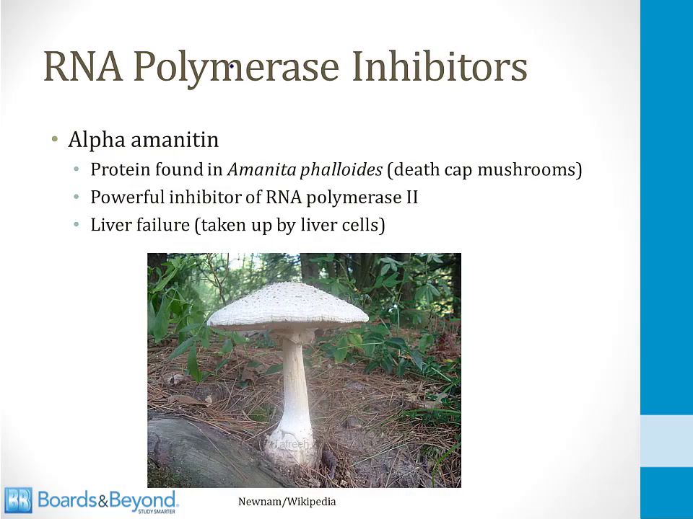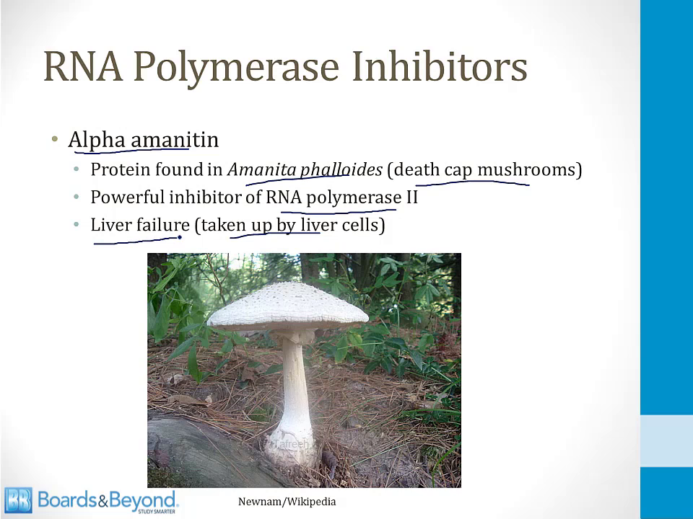There are some naturally occurring substances and also some drugs that function by inhibiting RNA polymerase. One of them is alpha amanitin. This is a protein produced by the mushroom Amanita phalloides, which is also called the death cap mushroom. This protein is a powerful inhibitor of RNA polymerase 2, and if you consume this mushroom, the protein will be taken up by your liver cells, and this will lead to liver failure.